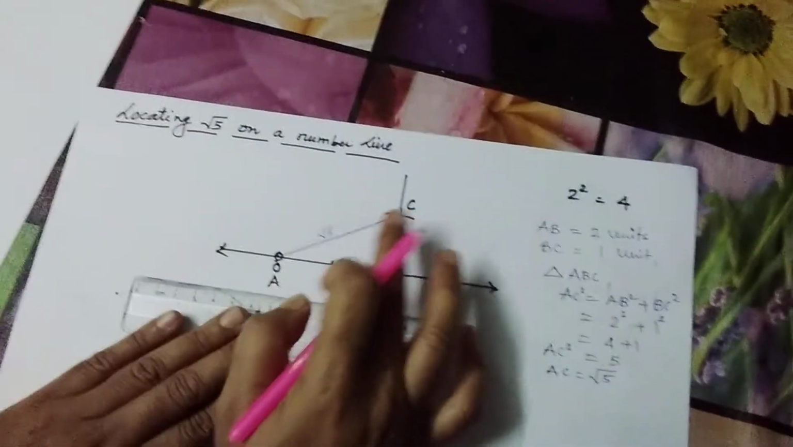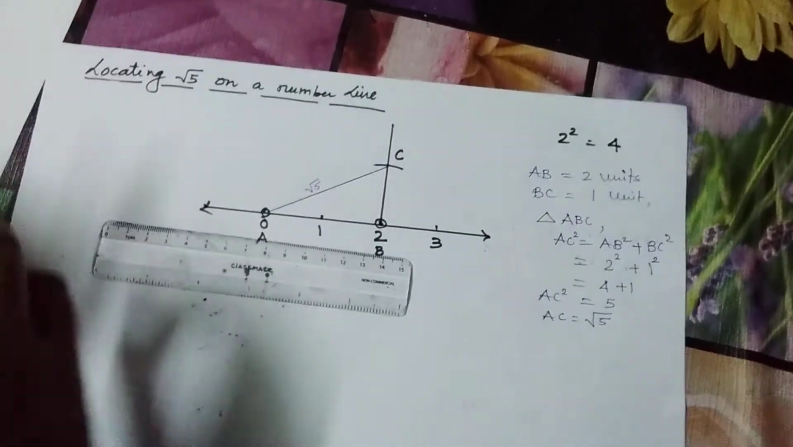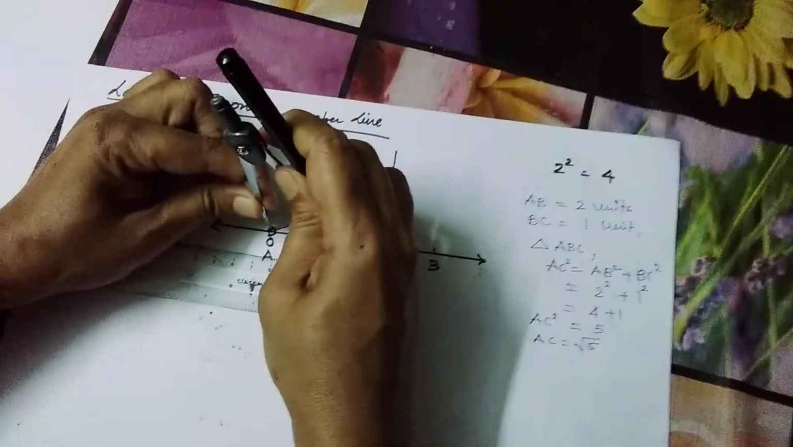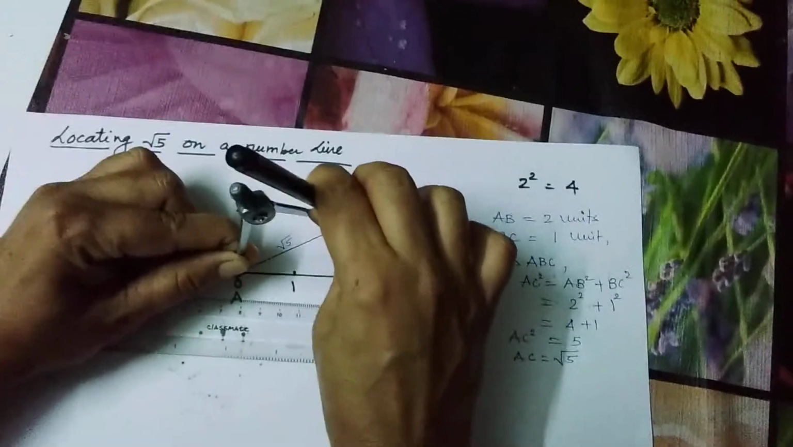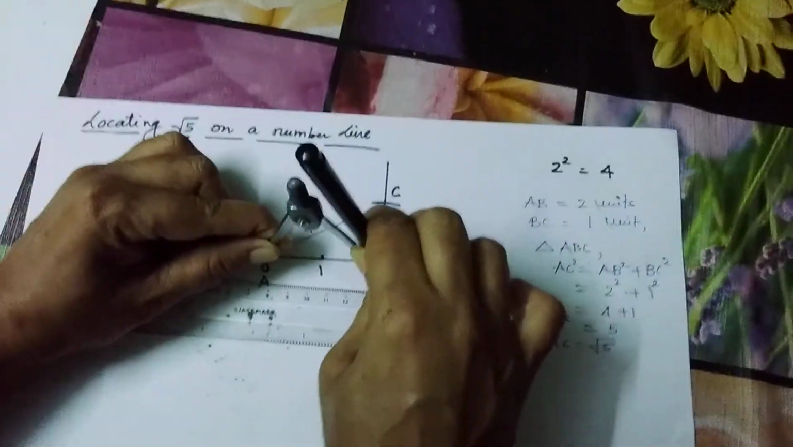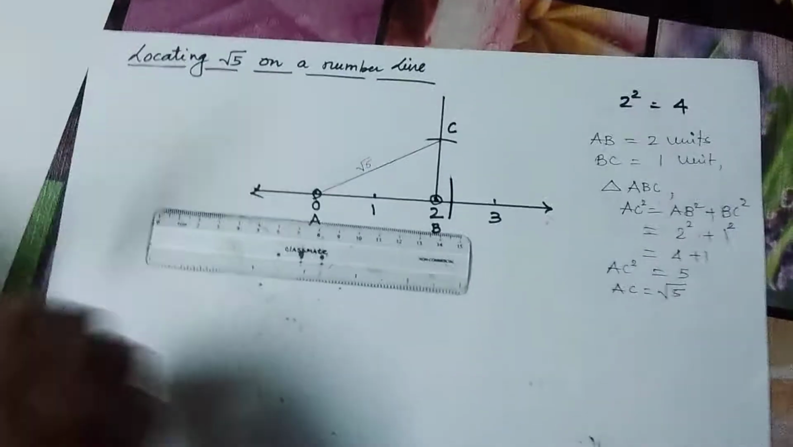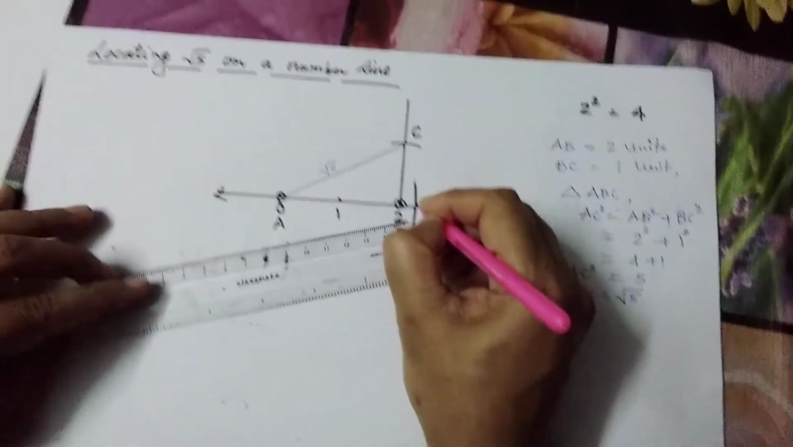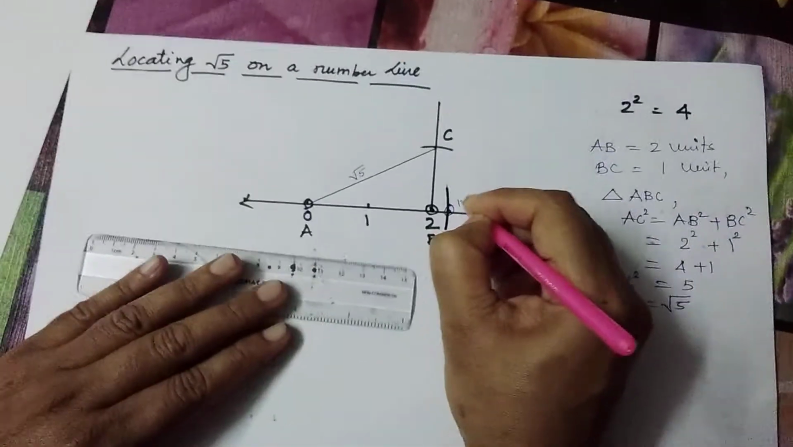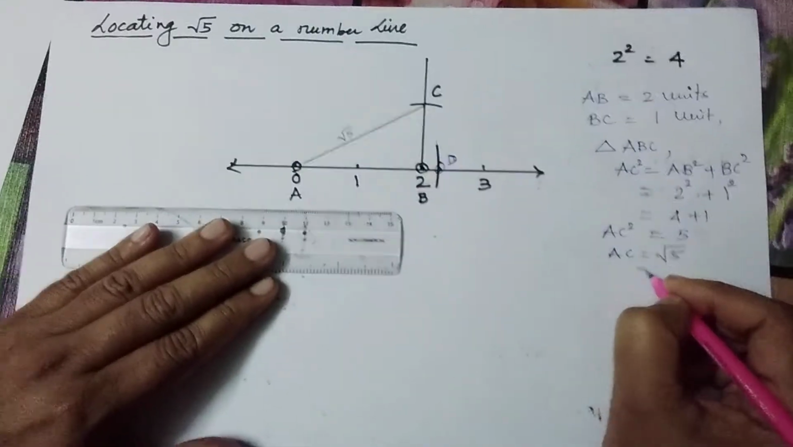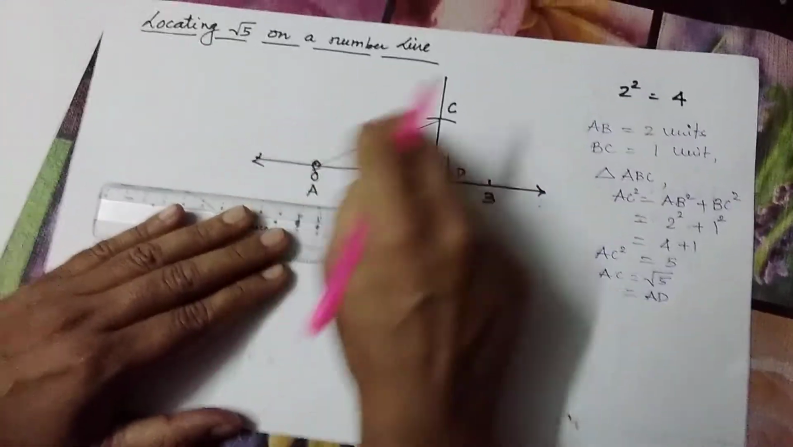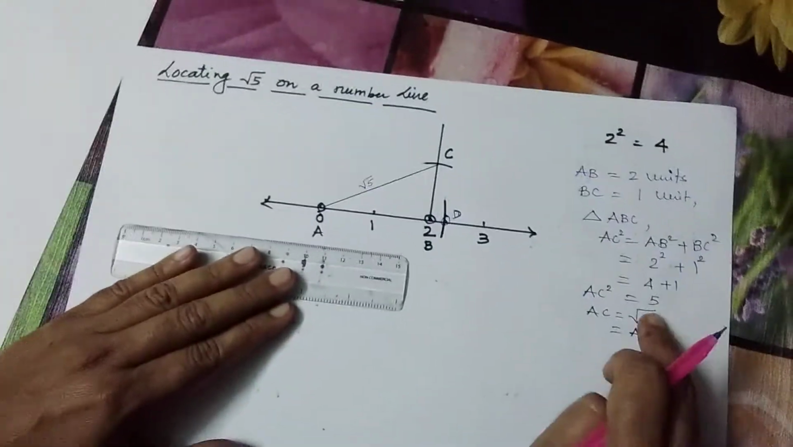Once again, this is not on the number line. So we have to once again break at A, take the distance AC is equal to square root 5 and mark an arc here. This point we call it as point D, and AD distance therefore equal to AC distance, and this is equal to square root 5.